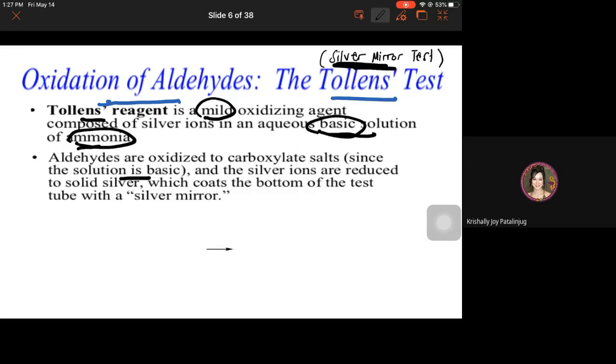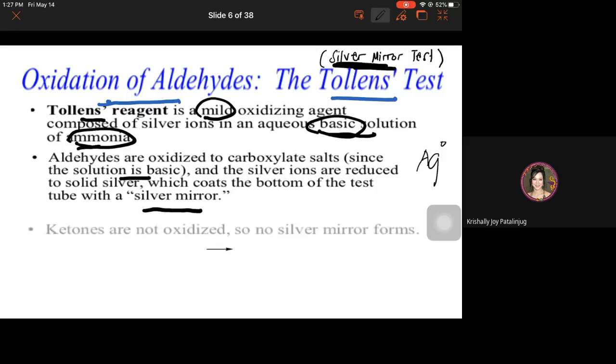Now, what is important in the Tollens test is the visible result, the positive observable result. And again, that is the formation of silver metal, or silver mirror. The silver produced has the formula Ag0, since silver metal has no charge. That's why we can see the silver mirror formation, as it coats the container.